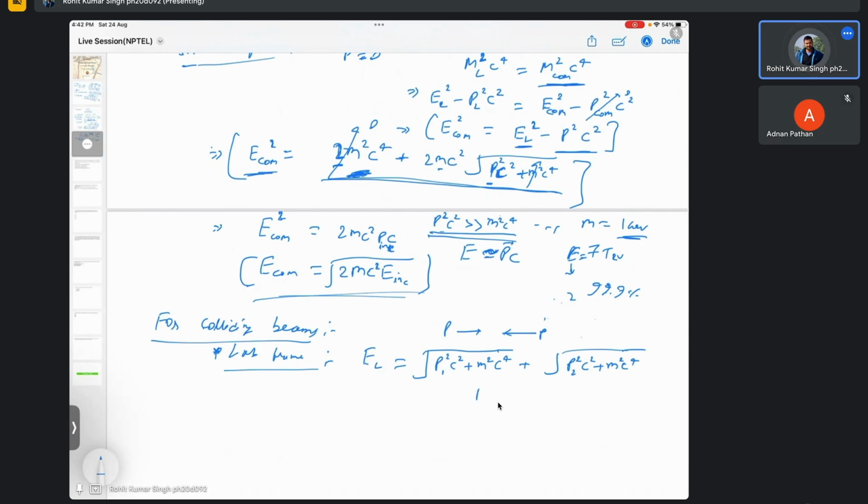And momentum will be P1 plus P2. If you are taking P1 in the positive direction, then P2, if you write it with magnitude and direction, will be negative, in the negative direction, right?